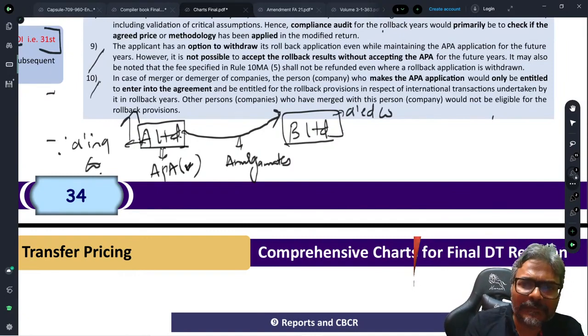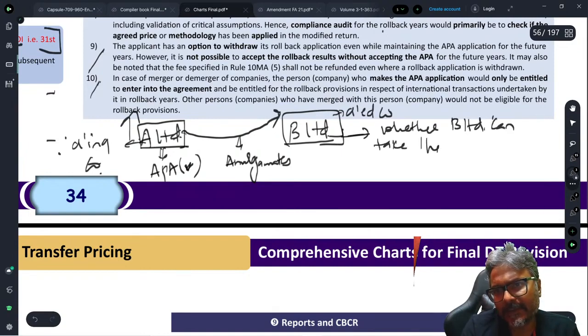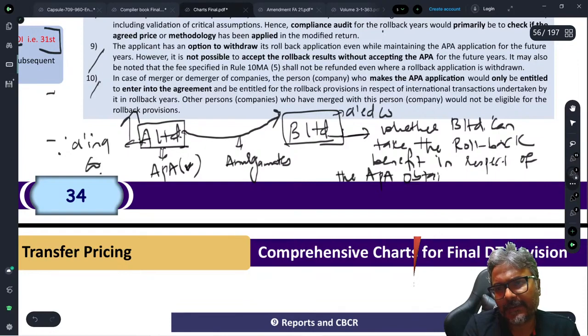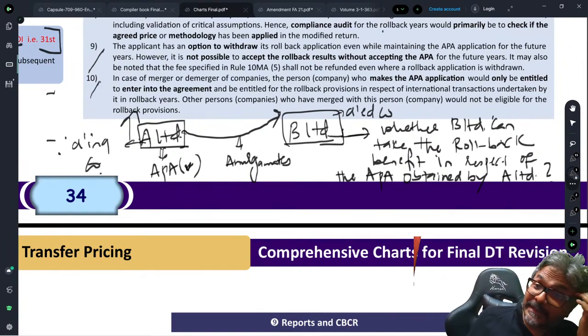Isn't it? The question, therefore, in this regard, is whether B Limited can take the rollback benefit in respect of the APA obtained by A Limited. Whether B Limited can take the rollback benefit in respect of the APA obtained by A Limited.